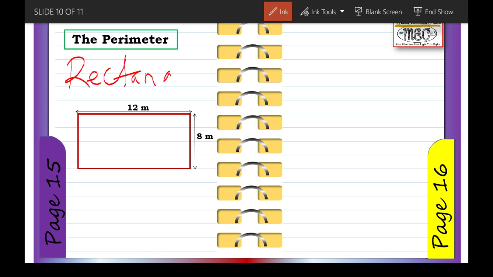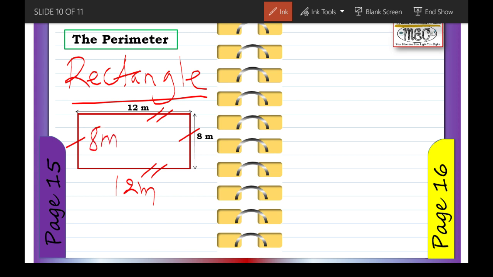Let me write it for your clear understanding. Rectangle. So this side is equal to this side. So the opposite sides are always equal. To mean here we have also 12 meters. This side is opposite to this, to mean they are also equal. Here you have 8 meters.